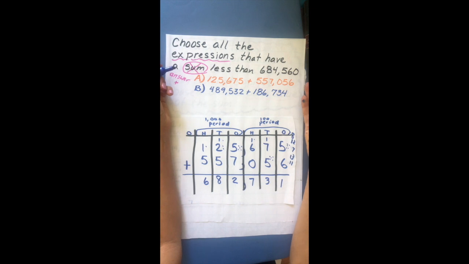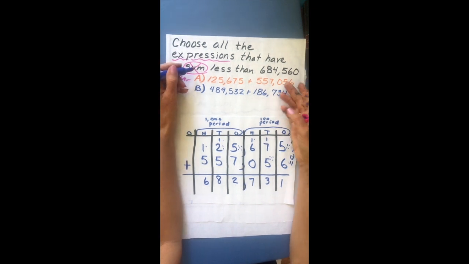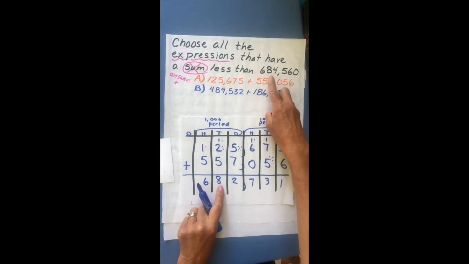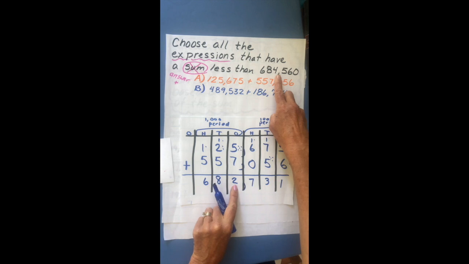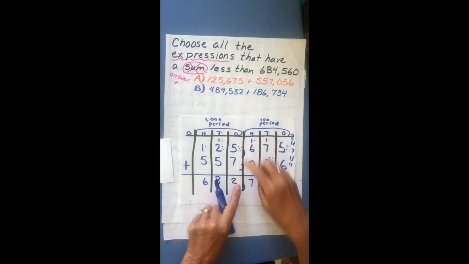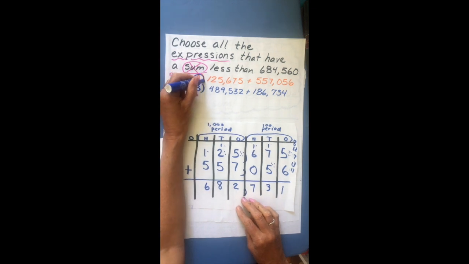Now I have to answer the question. It says choose all the expressions that have a sum less than this number. Well, it looks like the hundred thousands digit's the same, the 10,000 digit's the same, but the thousands digit, this one is less. That was the criteria, so I know that A is correct.